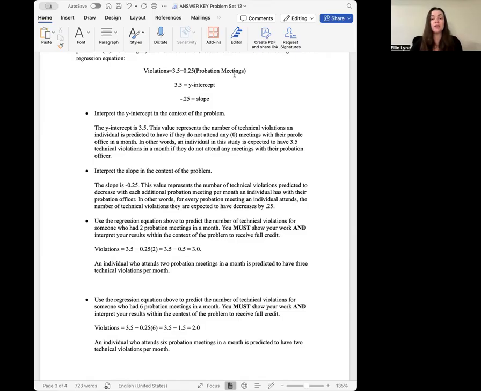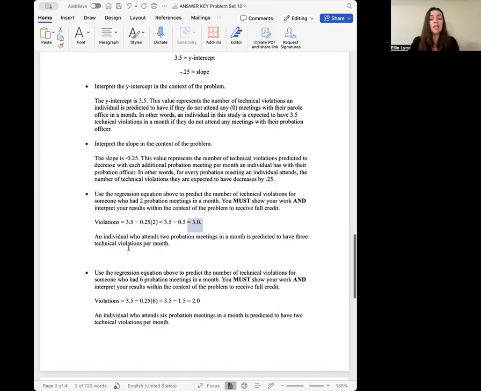So all you really have to do here is take this existing regression equation, which was given to you at the top of the problem. Honestly, you can just copy and paste it right down here, which is what I did, and plug in the number 2 to your x, which is your independent variable of probation meetings. Once you do that, you can take 0.25, which is our slope, and multiply that by 2 to get a value of 0.5. So here's the next step once you do that here. And if you do 3.5, which is our initial y-intercept, subtract that by 0.5, you'll get a final value of 3. Next step here is to interpret that within the context of the problem.